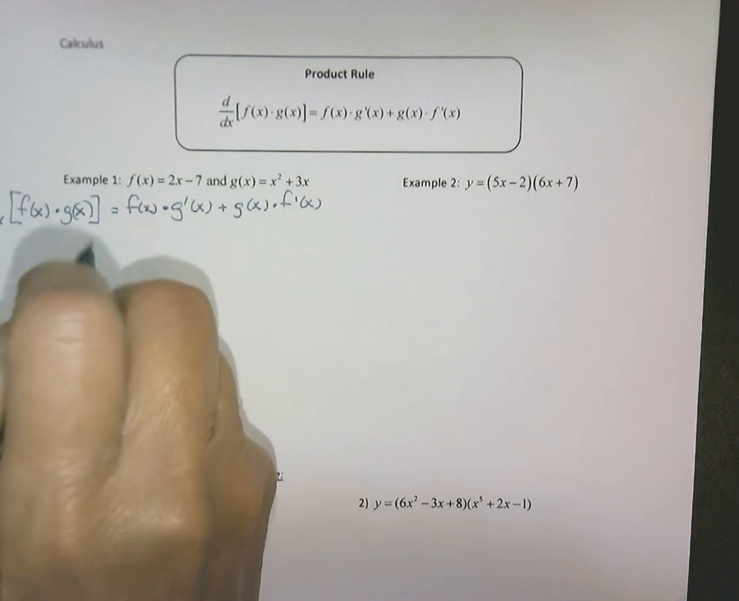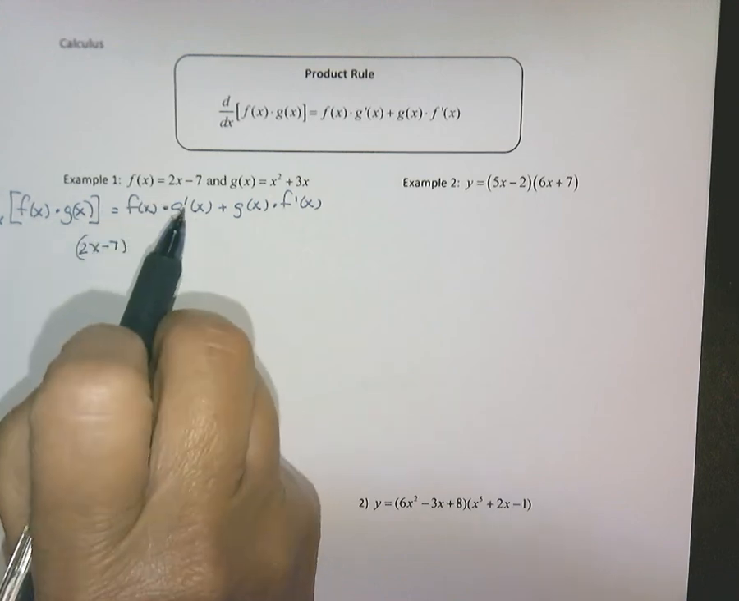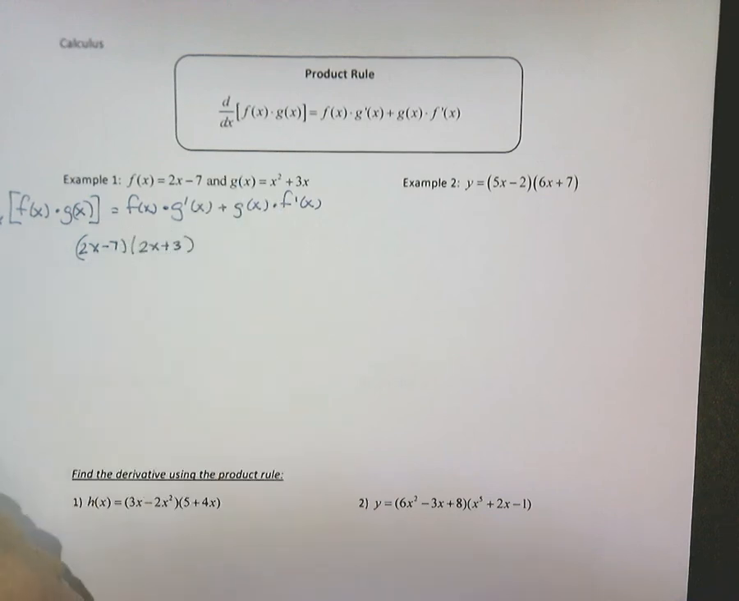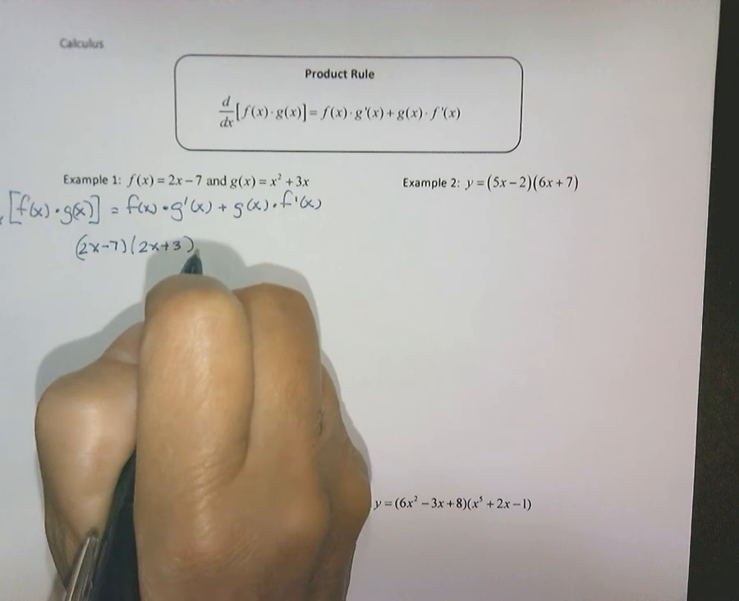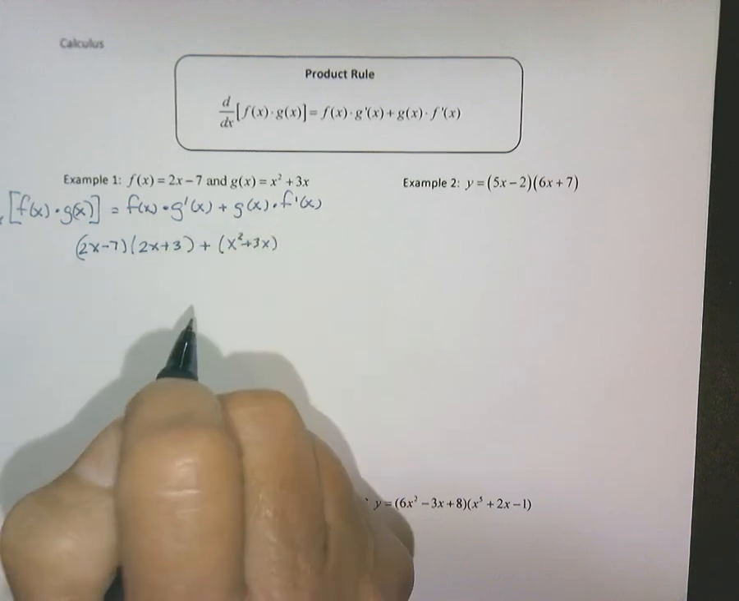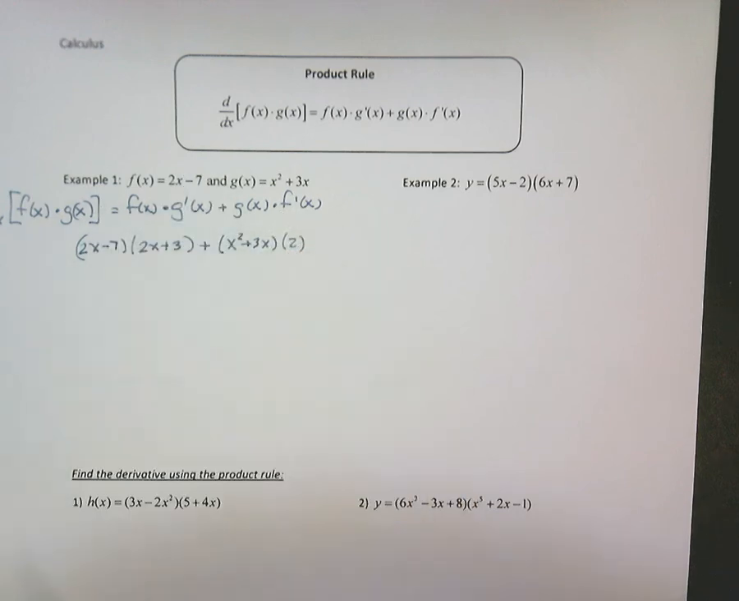So my first function is 2x minus 7. The derivative of the second function is going to be 2x plus 3. Then I'm going to take the second function, this x squared plus 3x, and multiply it by the derivative of the first function. So I'm going to multiply it by 2. From there, it's just a lot of cleaning up.